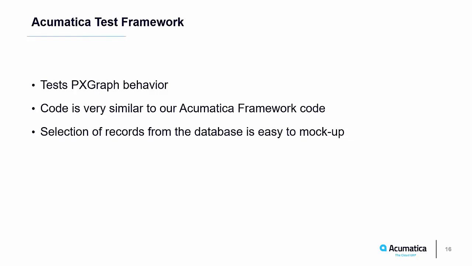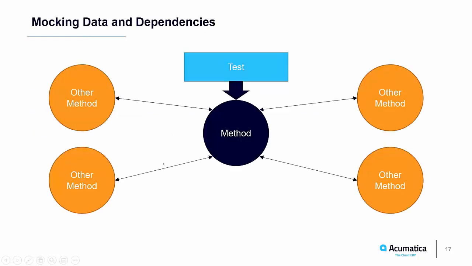So let's talk specifically about that part, and let's clarify why we need that. Let's imagine we want to test some method. But usually any method in the system is dependent on other methods. It may either use data from other methods, or it may execute other methods to change some data. So usually it has a lot of dependencies.